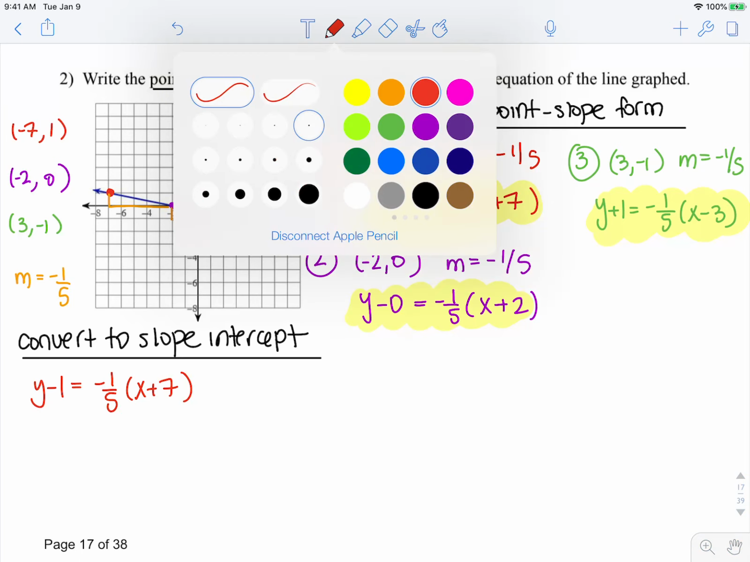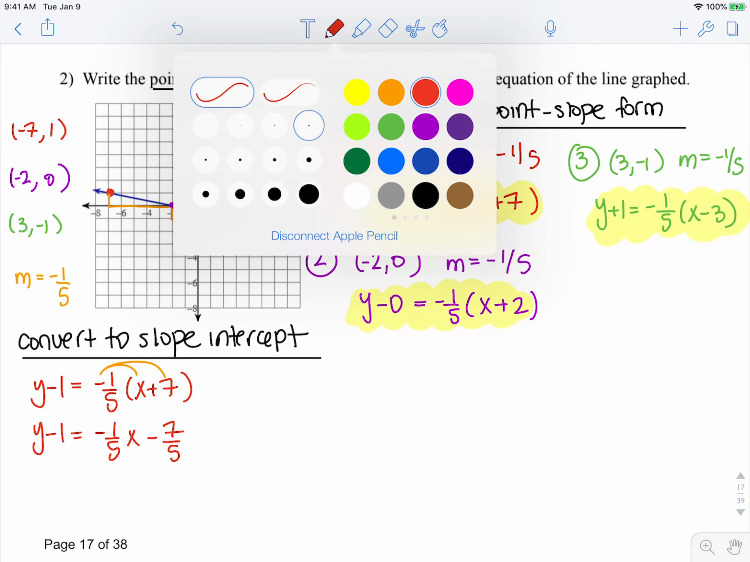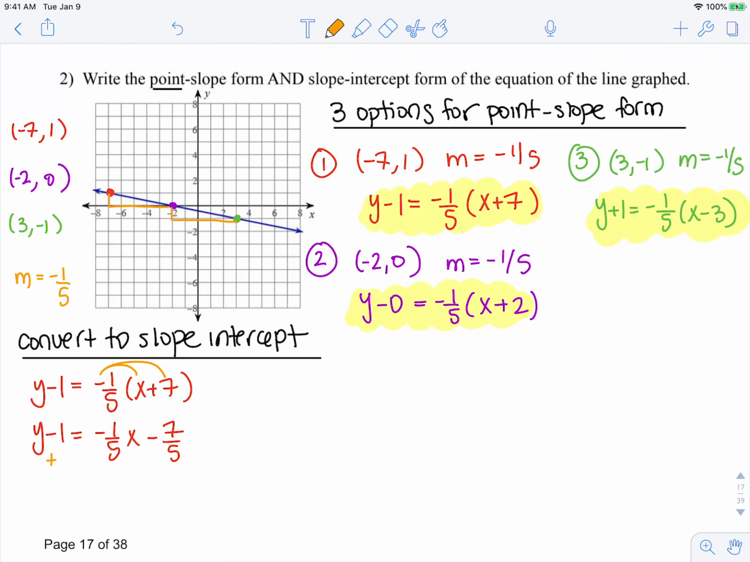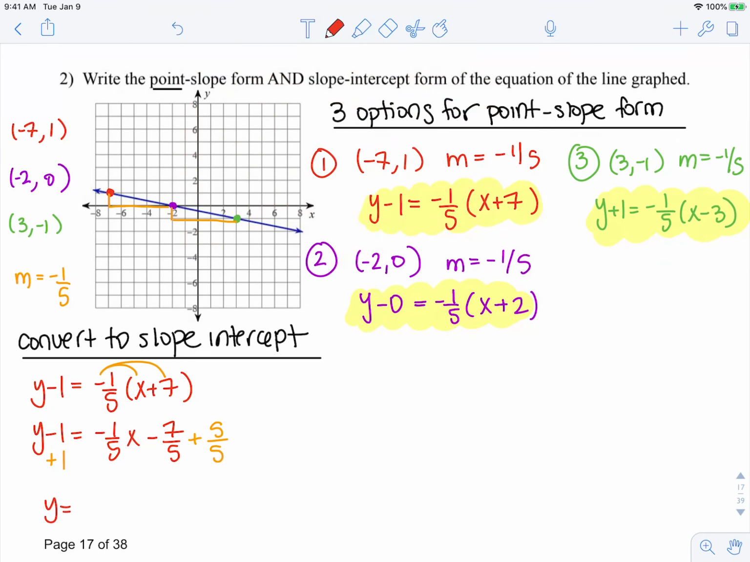Well, the first thing I'm going to do is distribute my slope. Y minus 1 equals -1/5 x minus 7/5. So now, in order to isolate y, I'll add 1 to both sides, which is the same as adding 5/5. So now I have y equals -1/5 x minus 2/5.